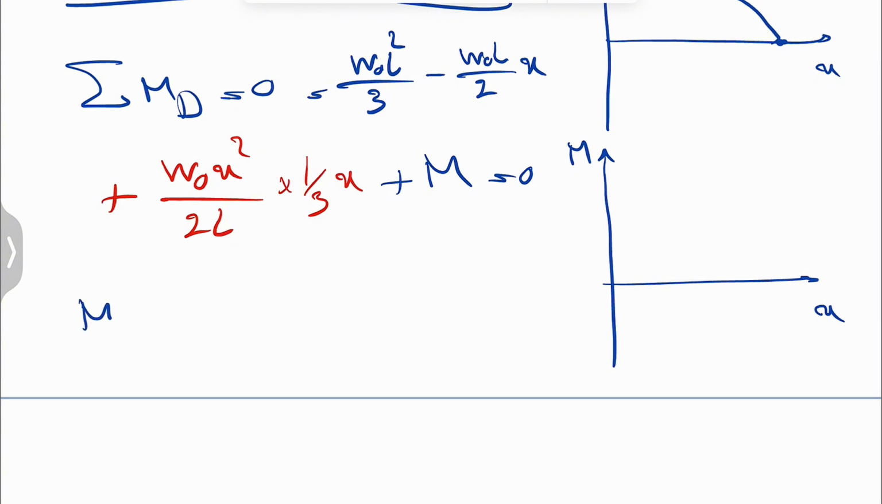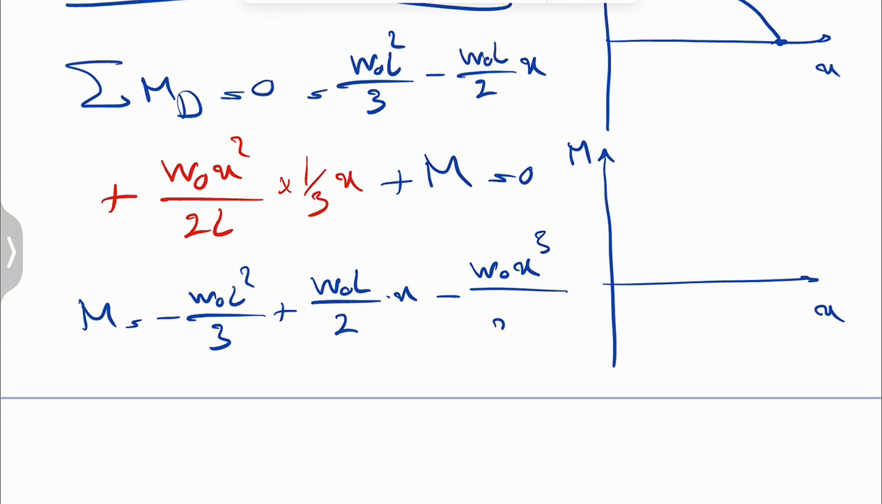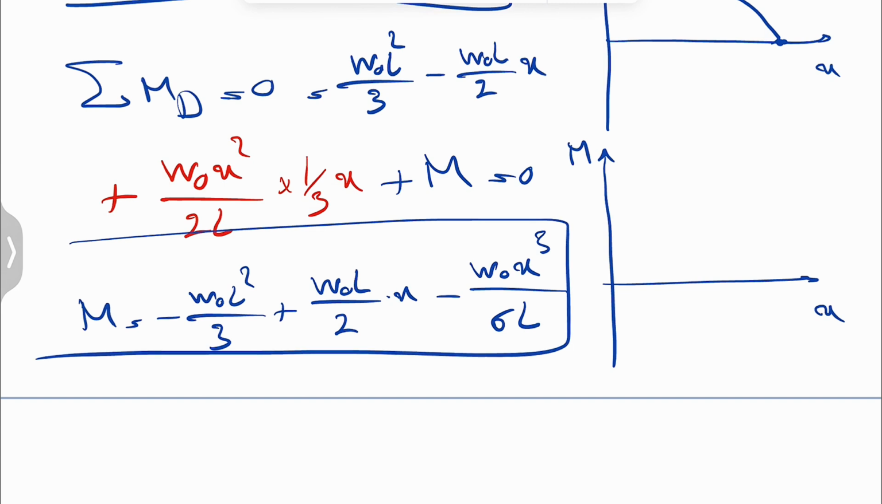And I can just bring everything to the other side. The moment would be negative W0 L squared over 3 plus W0 L divided by 2 times x, and negative, actually we have x cubed over 6L. So that's going to be our equation, and we can see that we have a third-degree polynomial curve, or the cubic curve. Again, this is our L.